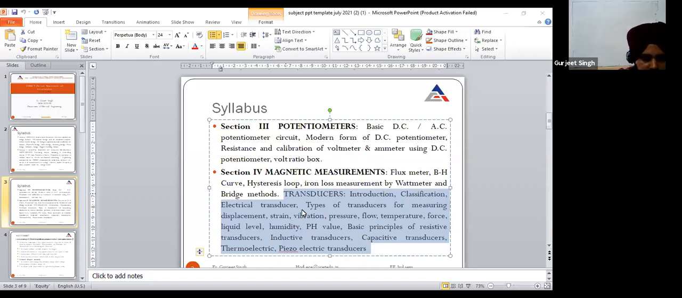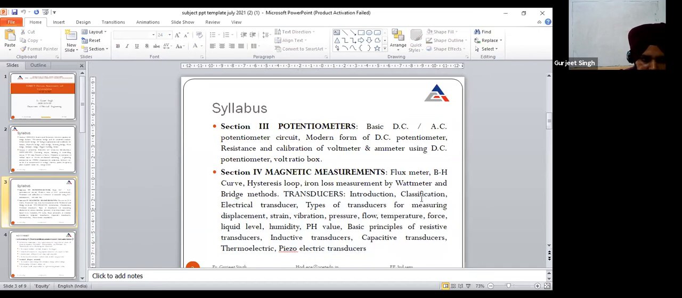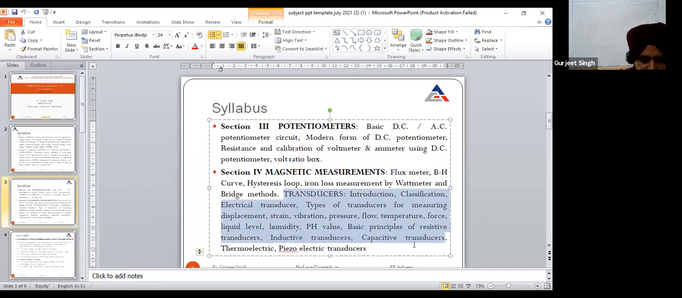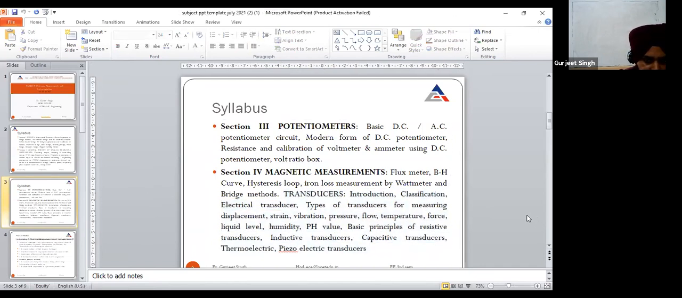Today's lecture, I will revise the first unit, that is the bridges. And in the next lecture, we have started the transducer chapter, that is the introduction and classification of transducers.